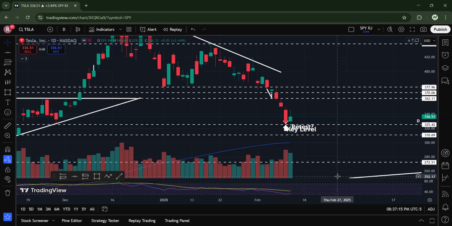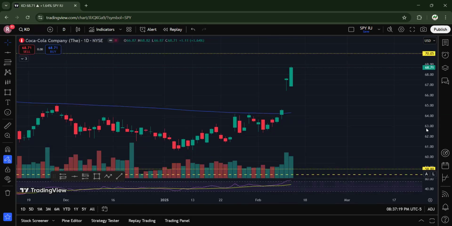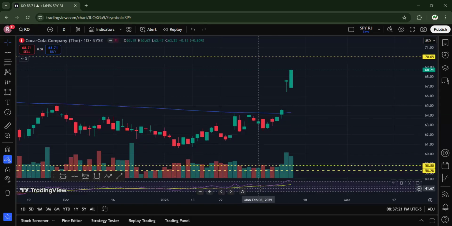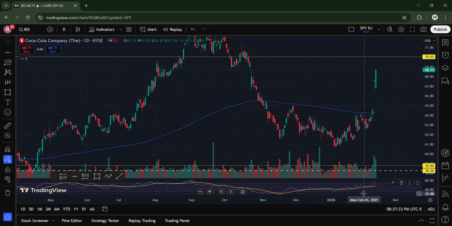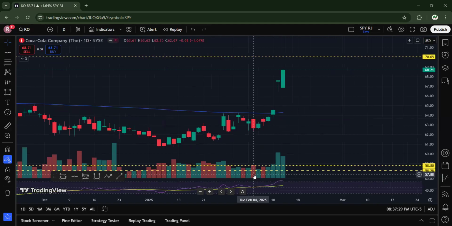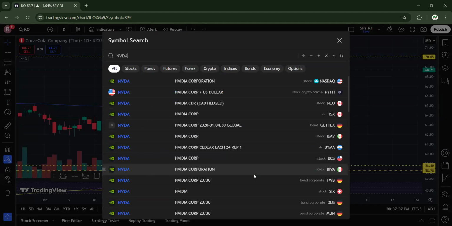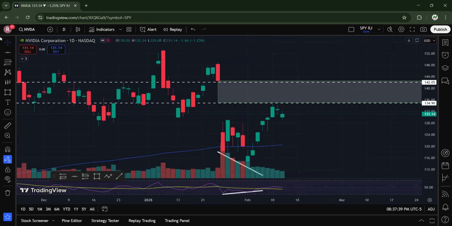What about a $2 move on something like KO? A $2 move on KO is a ton. All right, so each move is different for the stock. So always ask yourself, how far can this go? And is that a lot for the stock? Is that enough for me to make money?